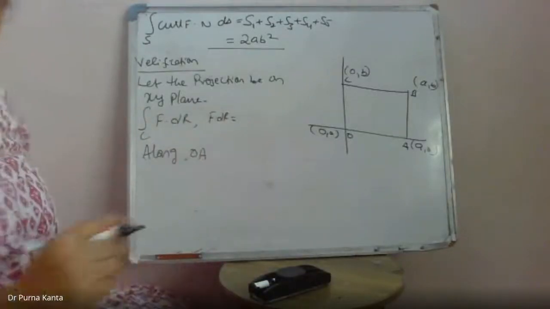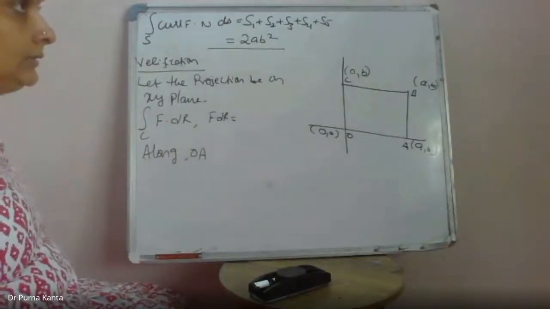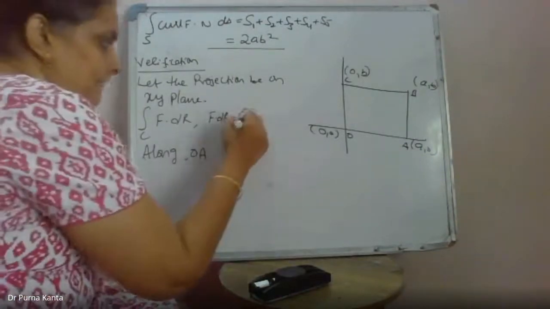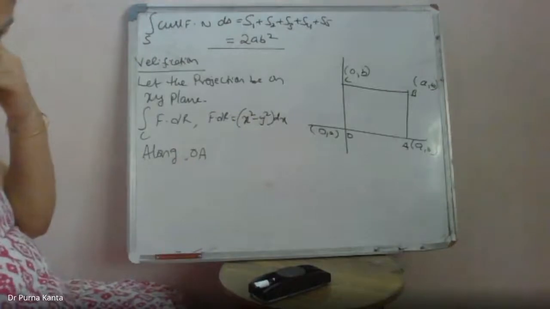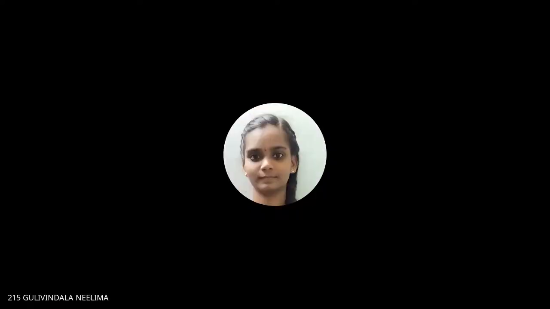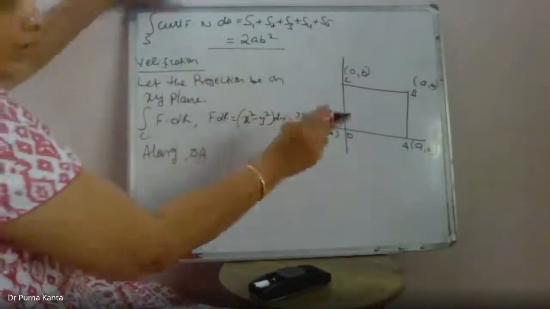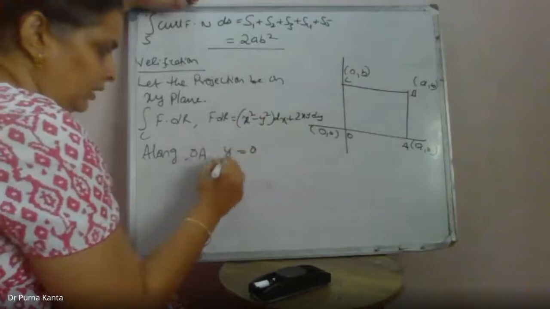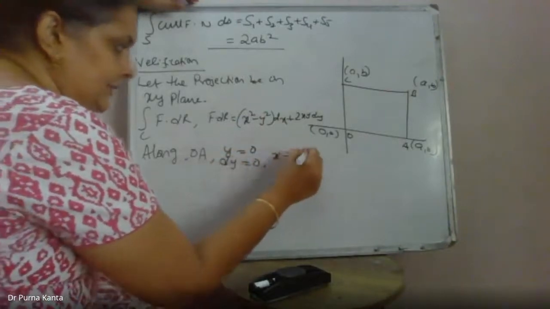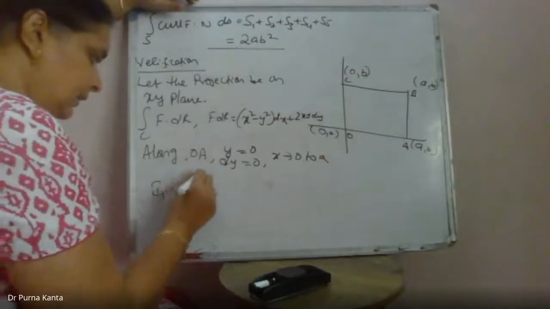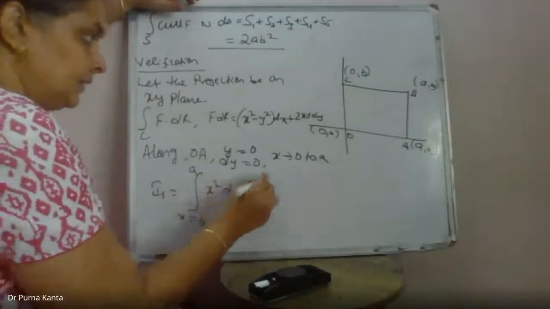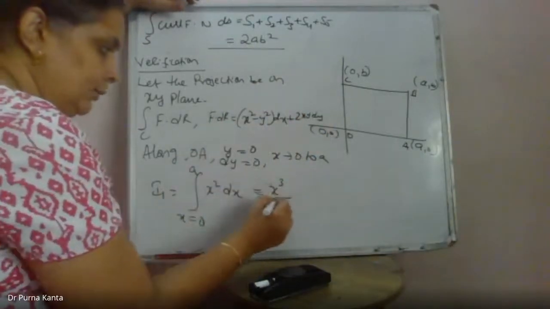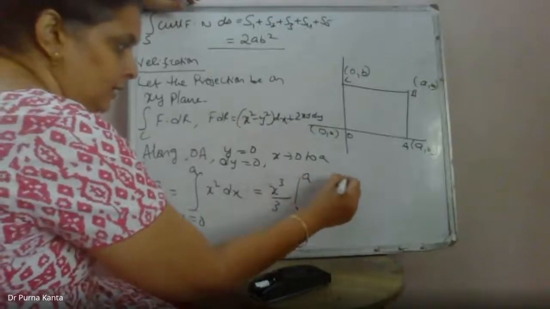f dot dr, what is the f value? x square minus y square dx plus 2xy dy. So along OA, what is the condition we have? y equal to 0, dy equal to 0, x is from 0 to a. So I1, x is equal to 0 to a, y equal to 0, so x square dx, dy is 0 completely. x cube by 3 between the limits 0 to a, which is a cube by 3.